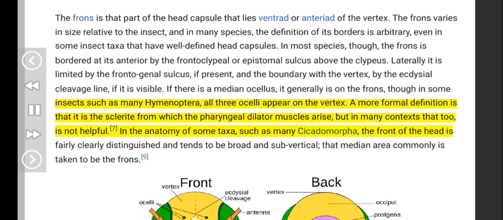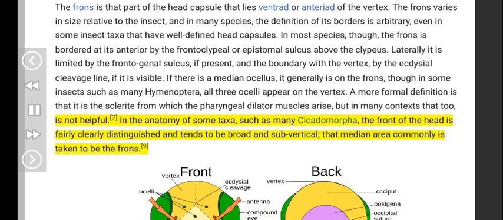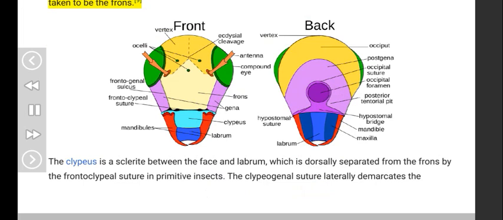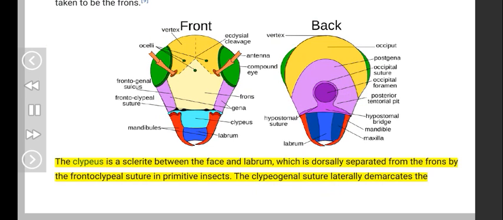A more functional definition is that it is the sclerite from which the pharyngeal dilator muscles arise, but in many contexts that too is not helpful. In the anatomy of some taxa, such as many Cicadomorpha, the front of the head is fairly clearly distinguished and tends to be broad and subvertical, and that median area commonly is taken to be the frons. The clypeus is a sclerite between the face and labrum, which is dorsally separated from the frons by the frontoclypeal suture in primitive insects.